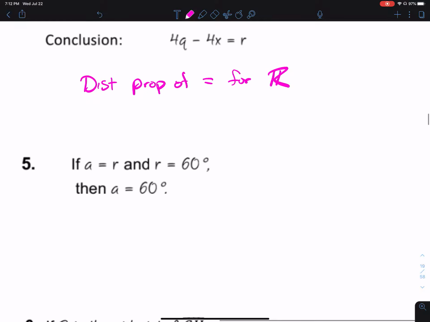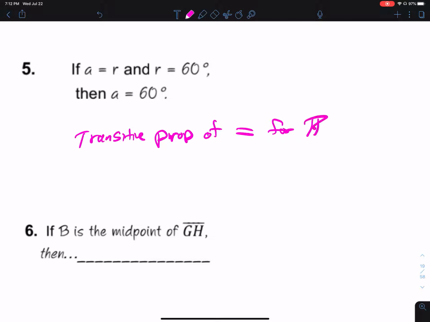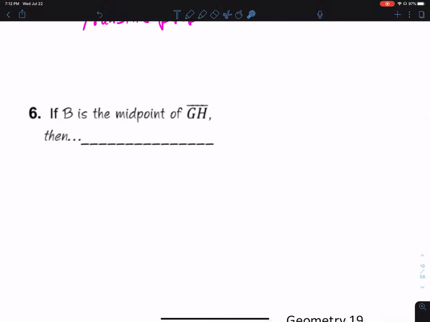Number 5, if a equals r and r is 60 degrees, well then a is 60 degrees. That's the transitive property. A takes you to r, r takes you to 60. We can conclude we can go directly from a to 60. That's the transitive property.